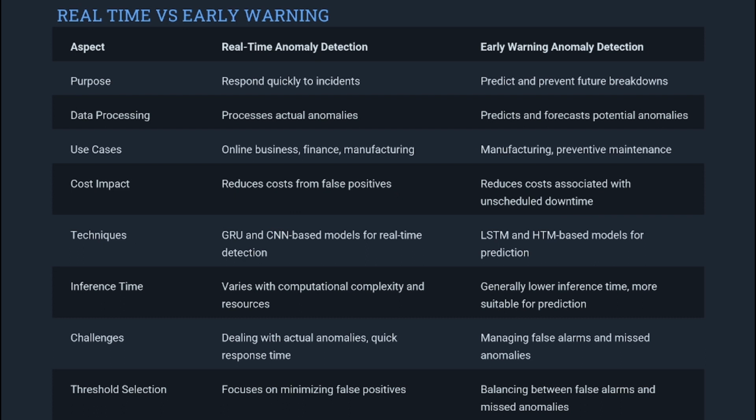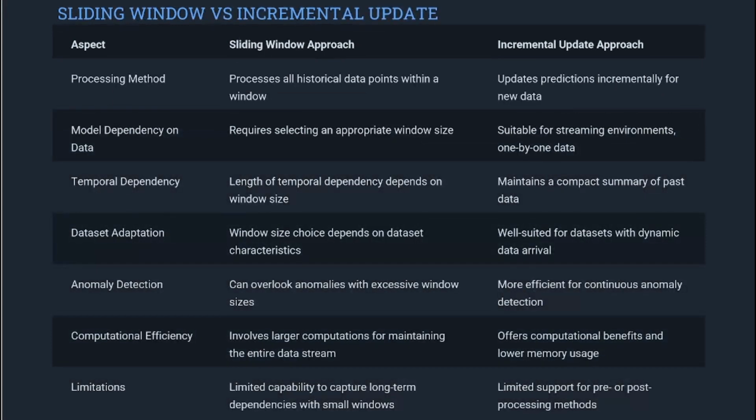Real-time versus early warning. So in real-time, anomaly response is quick, whereas early anomaly detection predicts and prevents future breakdowns. Data processing processes actual anomalies, whereas early anomaly detection predicts and forecasts potential anomalies. Similarly, we have listed down all the differences that are there between real-time and early warnings. Both of these have their pros and cons. Now let us discuss sliding window versus incremental update.